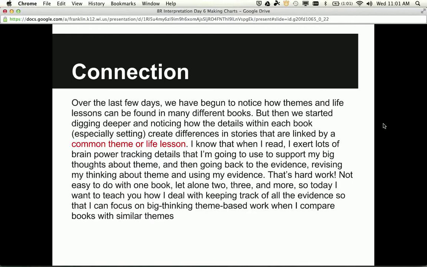I know that when I read, I exert lots of brain power, tracking details that I'm going to use to support my big thoughts about theme, and then going back to the evidence, revising my thinking about theme and using my evidence. That's hard work, not easy to do with one book, let alone 2, 3, or more. So today I want to teach you how I deal with keeping track of all the evidence so that I can focus on big thinking, theme-based work when I compare books with similar themes.